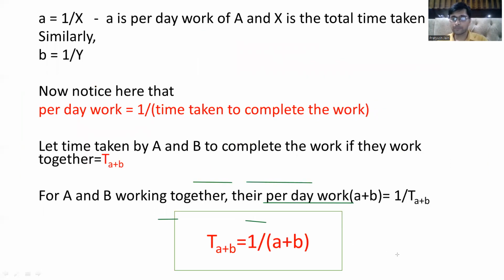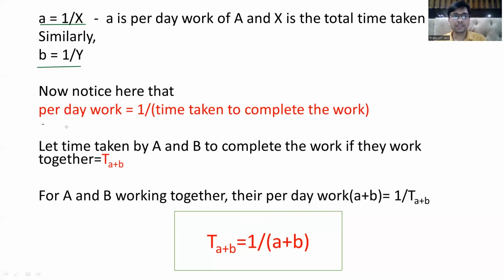Now here we say that small a, which is A's per day work, is equal to 1 by x. Small a is per day work of A. X is the total time taken by A, right? Similarly, small b or B's per day work is equal to 1 by y.